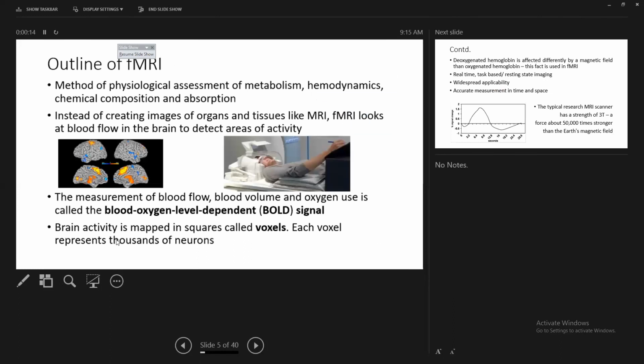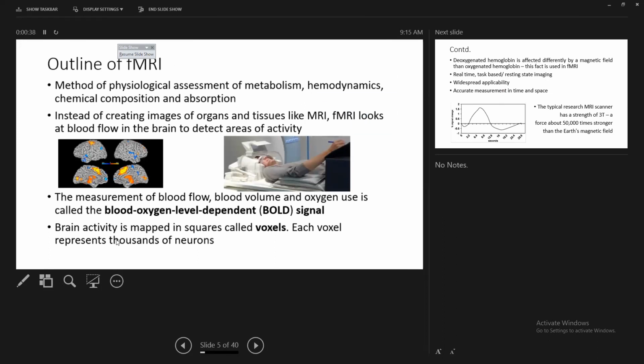Right. So an outline about this fMRI. Instead of creating images of organs and tissues like what we do in MRI, it actually looks at the blood flow in the brain to detect areas of activity. Now, how does it go about looking at it? It depends on the oxygen level actually. So this is the BOLD signal, blood oxygen level dependent signal.